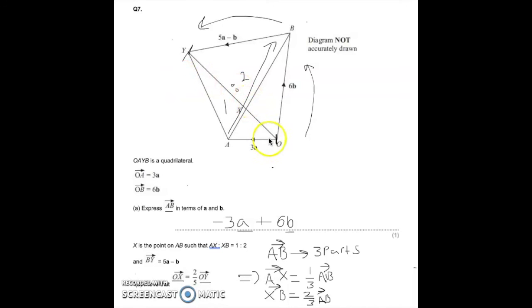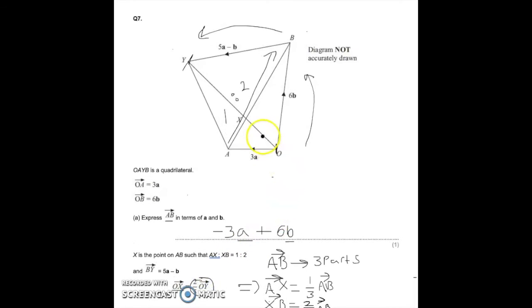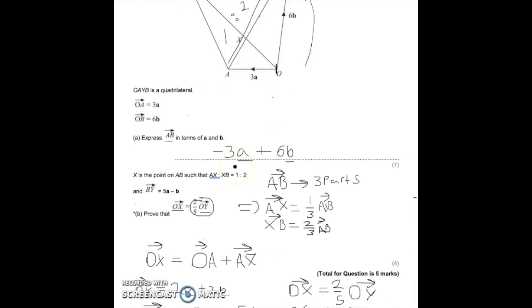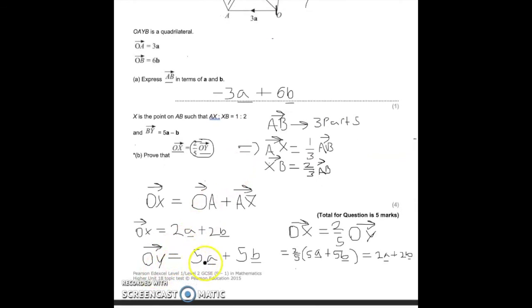So as you can see, the question, we have to compare OX with OY, so we just have to find OY, and OY is simple because as you can see, we're going to start at O, we're going to end at Y, so we're going to go from O to B, then from B to Y, and that's simply going to be 6B plus 5A minus B, and you're just going to get 5A plus 5B, and you can just make an easy comparison between OX and OY. See here, you can see OY is equal to 5A plus 5B, OX is equal to 2/5 of OY, because OX is equal to 2/5 of 5A plus 5B, which is equal to 2A plus 2B. In order to get the final mark, you have to show that comparison.